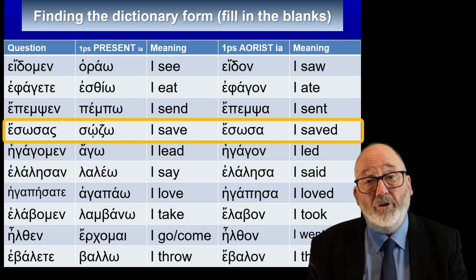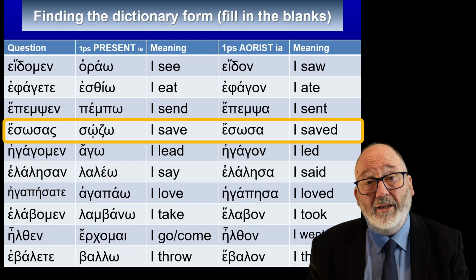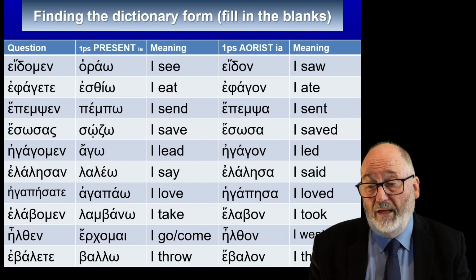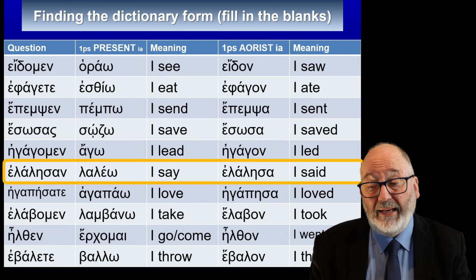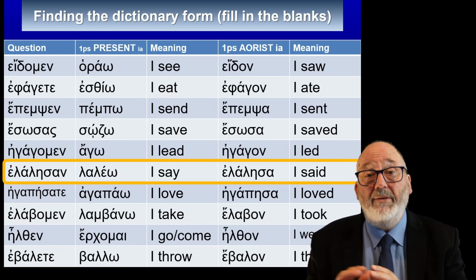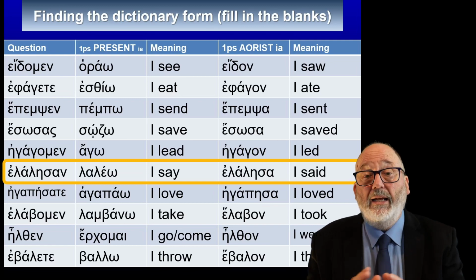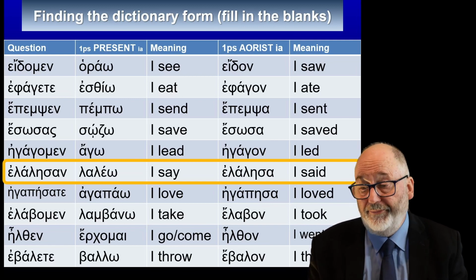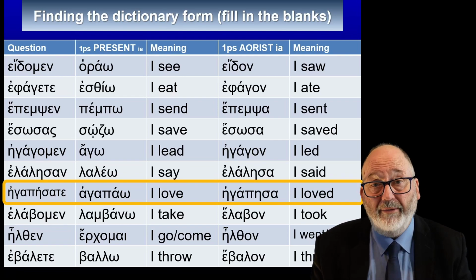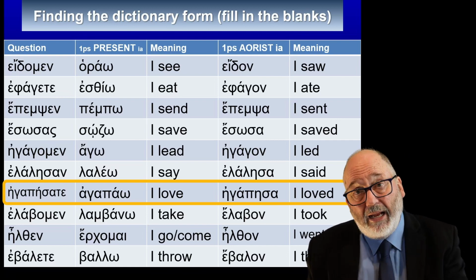Esosas is from the verb sozo. And remember, there's a bit of a gotcha with sozo. It has an iota subscript in the present indicative, but not in the aorist indicative. Elalaisen comes from laleo and eo verbs. So the sa, sas, sen ending becomes asa, asas, asen, etc. Agapesata comes from agapeo, I love. And again, it's an ao. So the ao becomes asa.